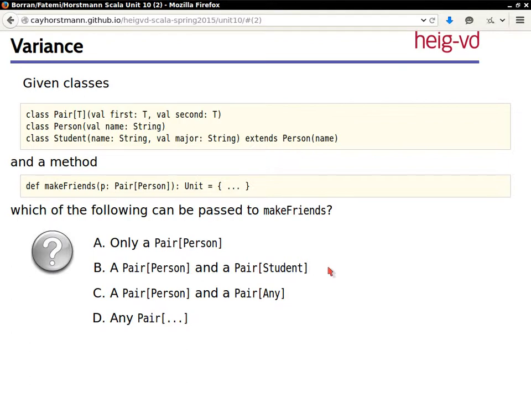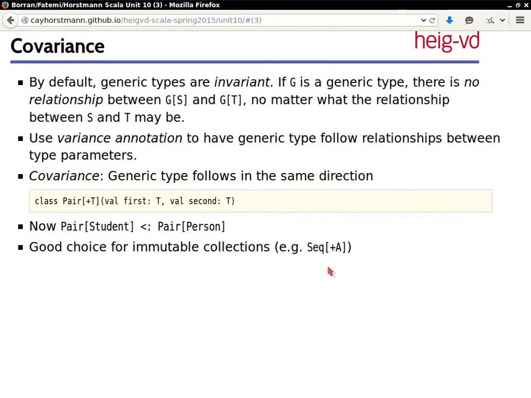So the correct answer is, in fact, A. Because by default, a generic type is what's called invariant. So if you have, in our case, pair of person and pair of student, there's no relationship between the two whatsoever. Neither of them can be converted to another, no matter what goes inside the brackets. So even though there is a relationship between student and person, there's no relationship between the pairs.